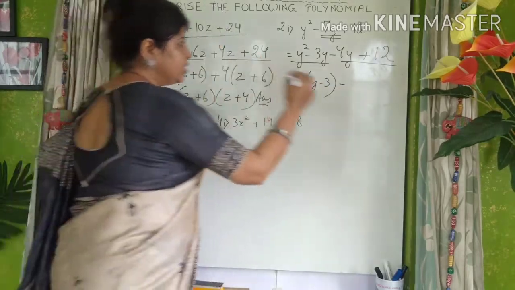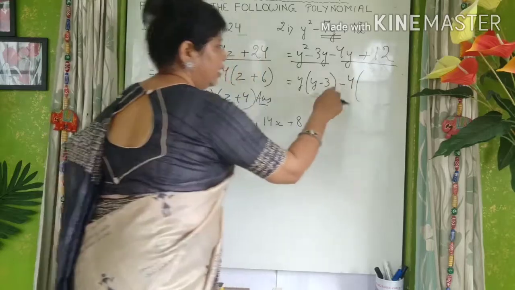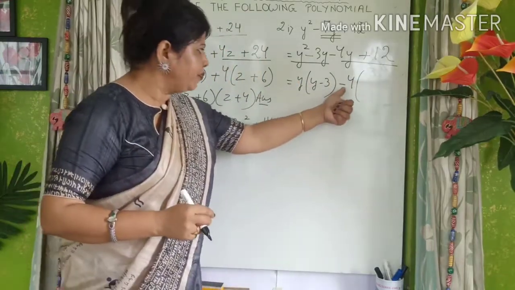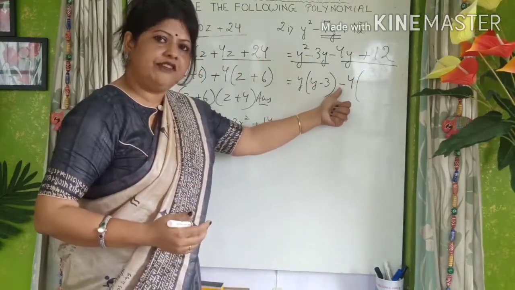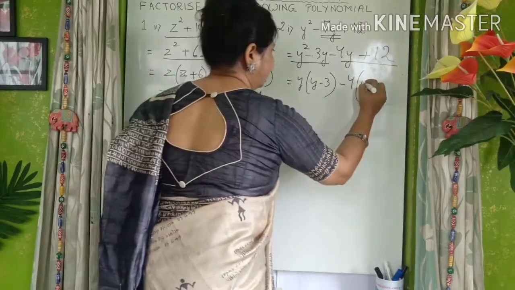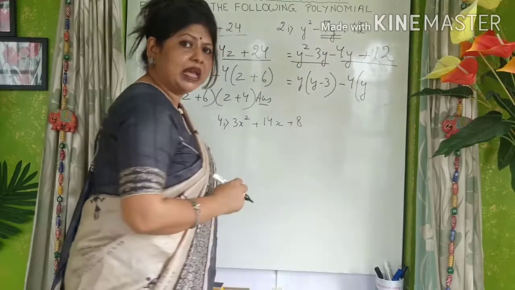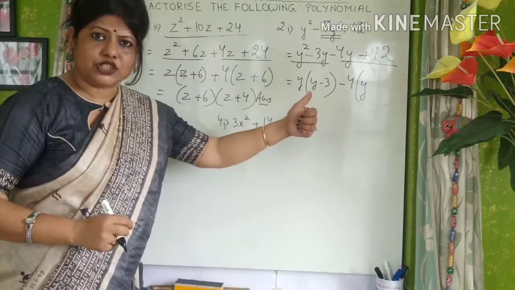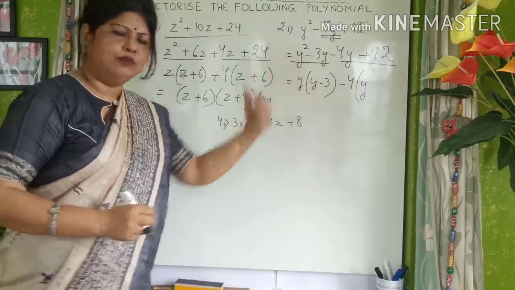Here, what is common? 4 is common. Be very careful, children. You must have learned by this time. I have taken minus as common. So what remains? Y. So what will happen to this plus sign? As I have taken minus common, that plus will change to minus.